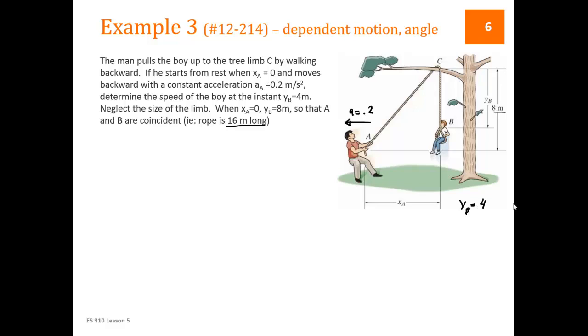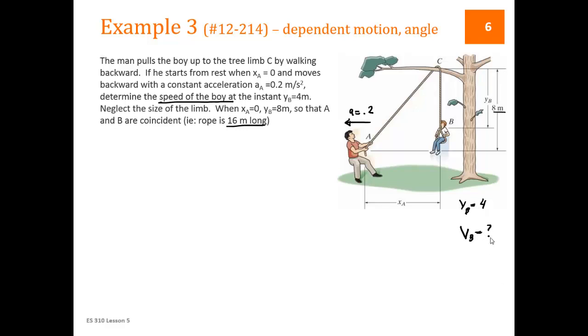That's the point we're interested in. Alright, so if YB is 4, can we figure out what the speed of the man is at that time? Because we have to do speed and acceleration. We're asked, actually no, we're just constant acceleration, determine the speed of the boy. We're looking for VB. That's our ultimate goal.